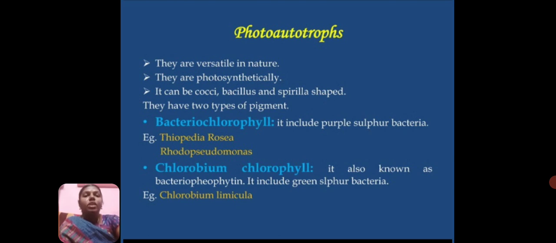They are photosynthetic, and can be cocci, bacilli and spirillum shaped. They have two types of pigment. Bacteriochlorophyll includes the purple sulfur bacteria. Examples: Thiopedia rosea, Rhodopseudomonas. Chlorobium chlorophyll, also known as bacterioviridin, includes the green sulfur bacteria. Example: Chlorobium limicola.